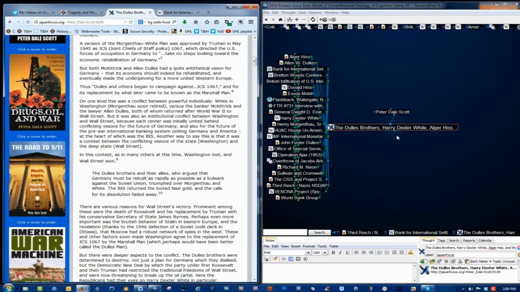But both McKittrick and Allen Dulles had a quite antithetical vision for Germany, that its economy should indeed be rehabilitated, and eventually made the underpinning for a more united Western Europe. Thus, quote, Dulles and others began to campaign against JCS 1067, end quote, and for its replacement by what later came to be known as the Marshall Plan.